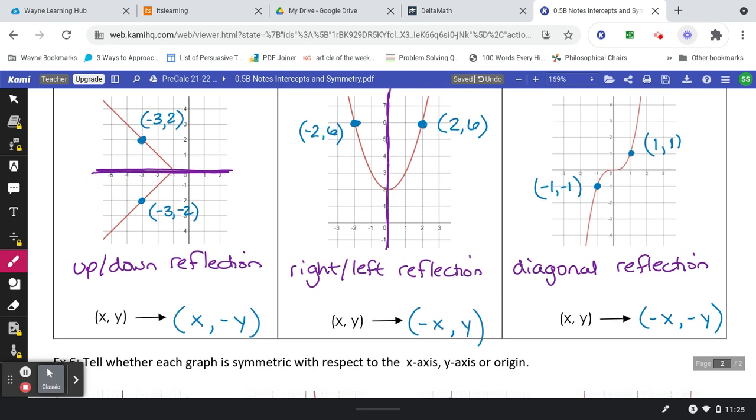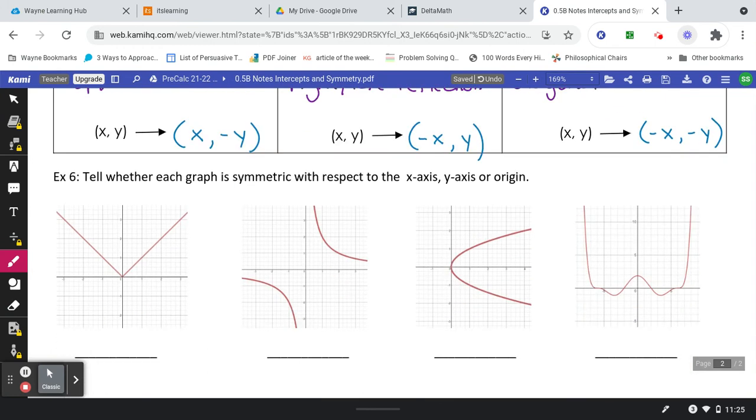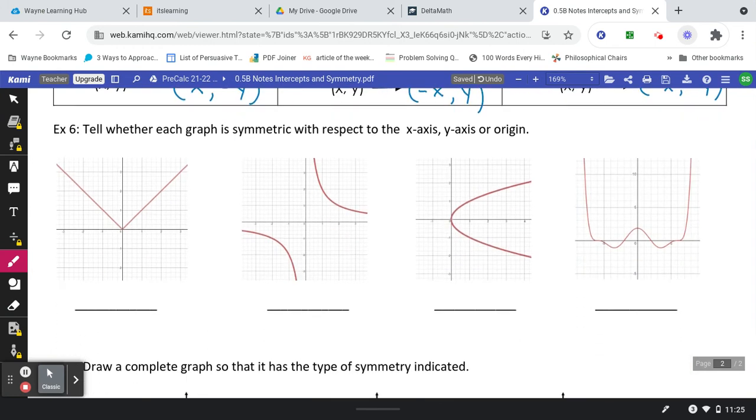All right, so let's take a look at a couple of examples. Based on the part above, see if you can determine whether each of these is x-axis, y-axis, or origin symmetry. I'll give you just a minute. Go ahead and try that part.